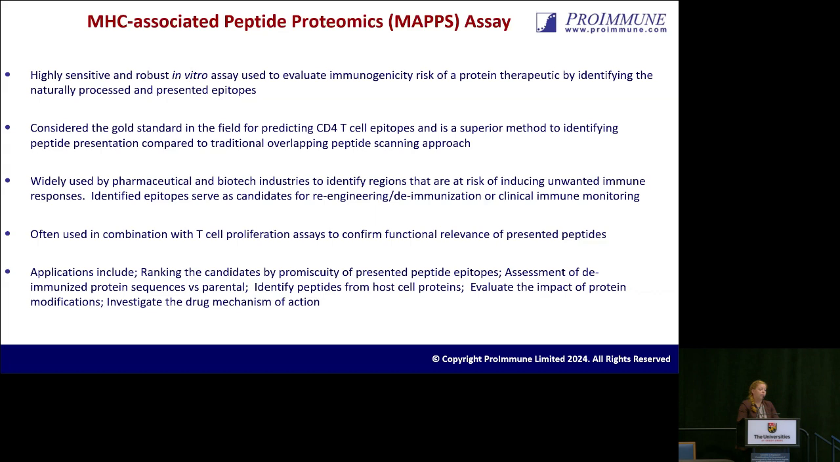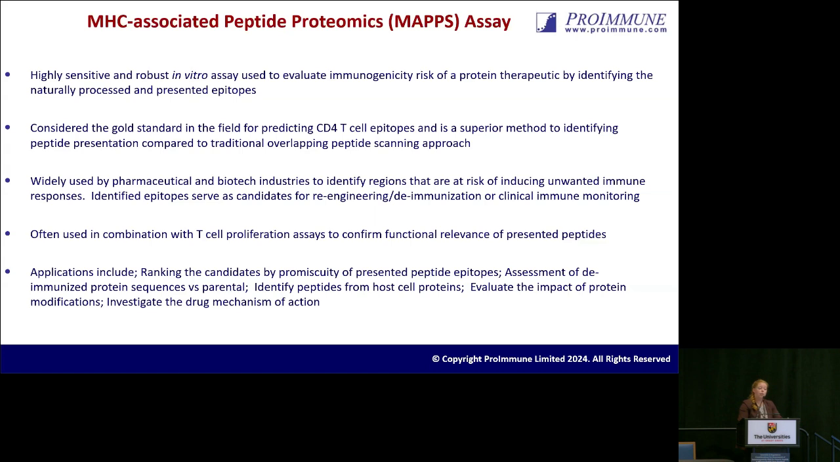It is a widely used platform by pharma and biotech industries to identify regions that are at risk for inducing unwanted responses and serving as potential candidates for either reengineering or de-risking or simply to be tracked in the clinical setting. Now, because the assay will only tell you about what peptides are being processed and presented and not how the T cells will then respond against those sequences, it is often used in combination with T cell proliferation assays to confirm the functional relevance of those presented peptides.